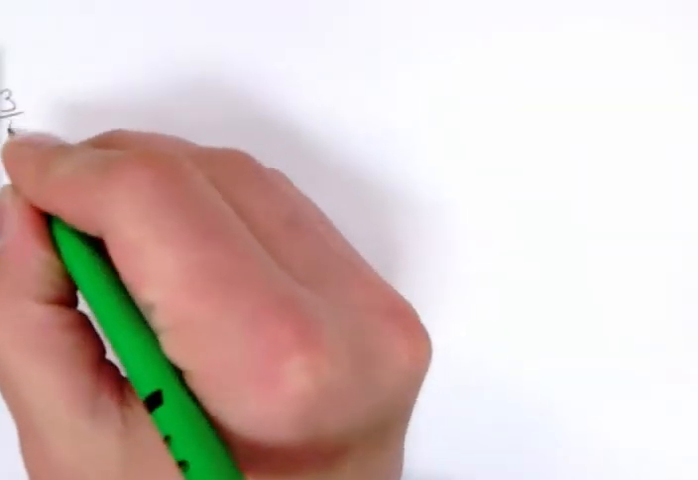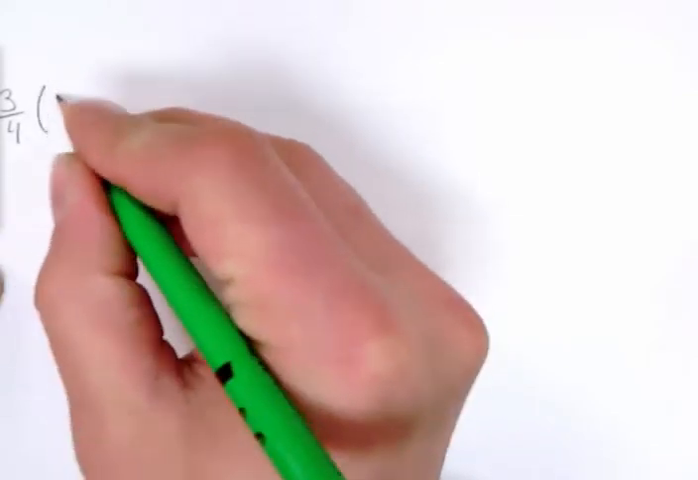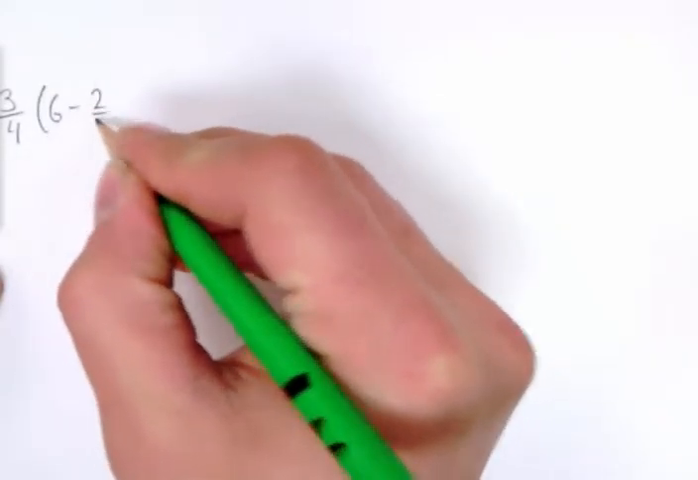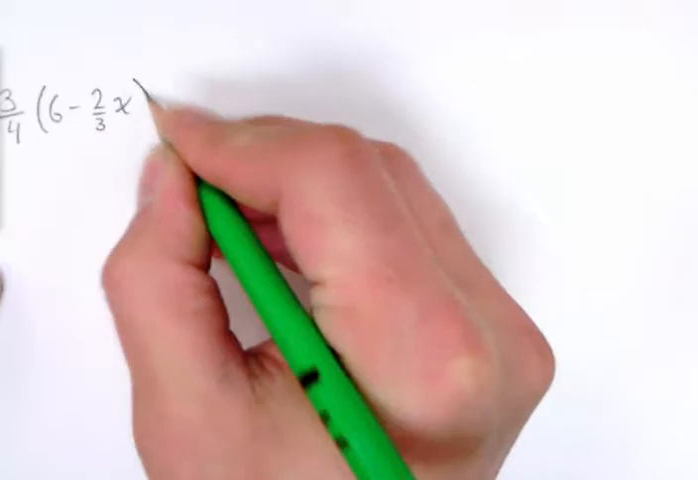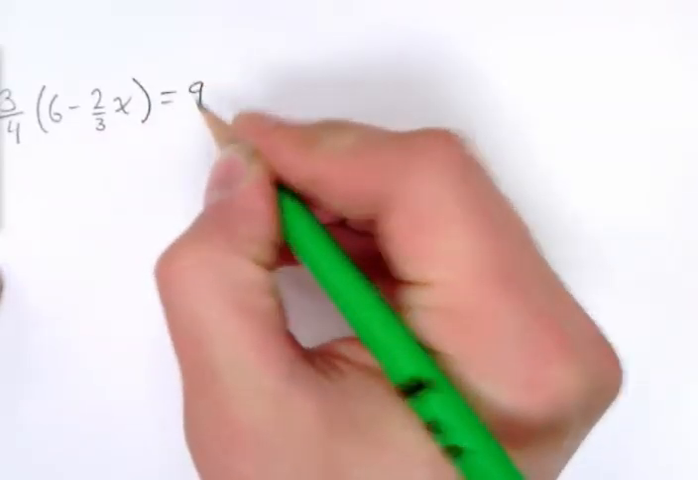Let's take a look at my second example. This one here is going to be a little bit more tricky. I'm going to put in fractions. So we're going to have 3 over 4 (6 minus 2 over 3 x) is equal to 9.